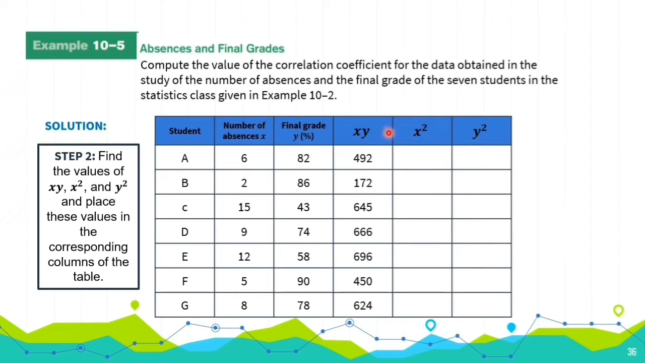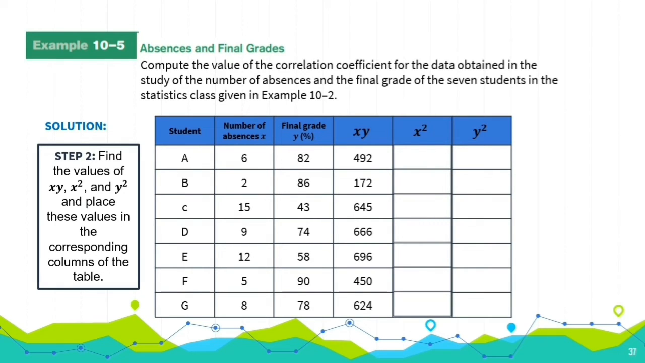So xy is only the product of number of absences times the final grade. So we have 6 times 82 is equal to 492. 2 times 86 is equal to 172. 15 times 43 is equal to 645. 9 times 74 is equal to 666. 12 times 58 is equal to 696. And 5 times 90 is equal to 450. 8 times 78 is equal to 624.